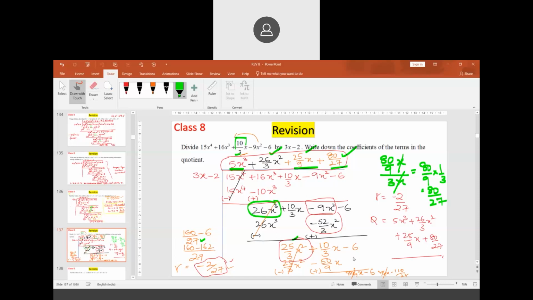After 25 by 9x, I got confused, sir. Till here you have got it correct. The thing is here both are positive, so addition has to be done. 10 by 3, 50 by 9. LCM is 9. 9 is the LCM, 30 to be added to 50 by 9. 30 plus 50 divided by 9. 30 plus 50 is 80. 80 by 9 we get.